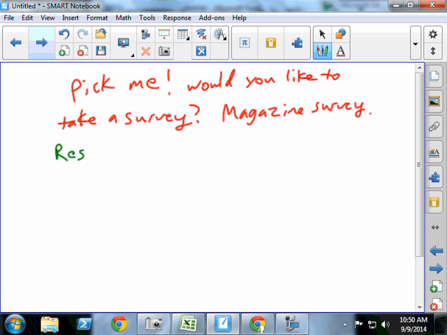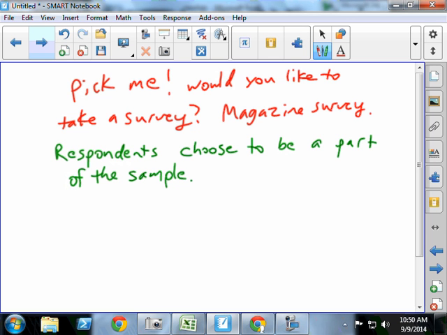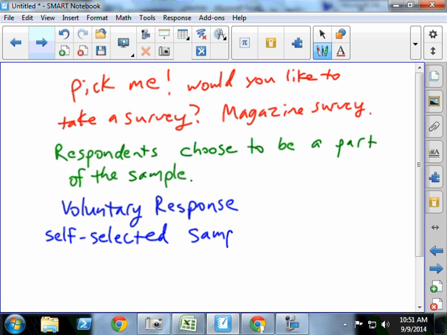Here, and this really only applies to humans. This one's real hard to apply to inanimate objects, yeah. It's called voluntary response. Yeah, and here's the description. Respondents choose to be a part of the sample. Respondents choose to be a part of the sample. And it is called voluntary response. A voluntary response. Or another way to put it, if you don't like voluntary response, some textbooks call it a self-selected sample.